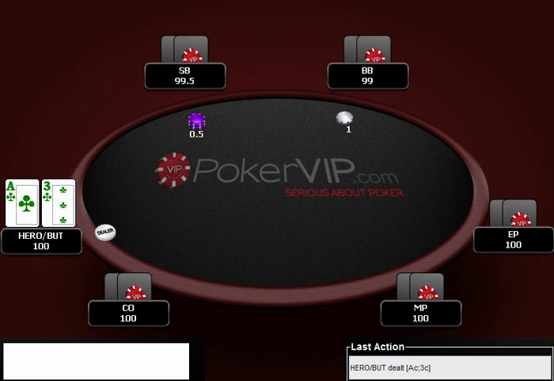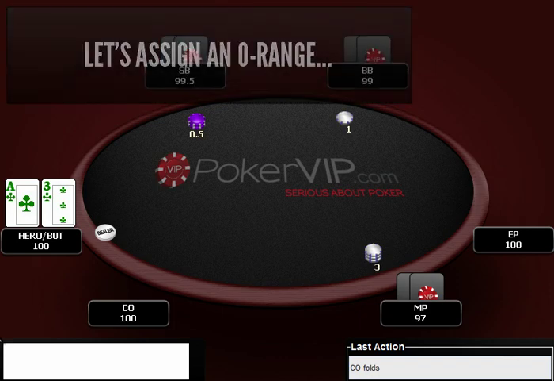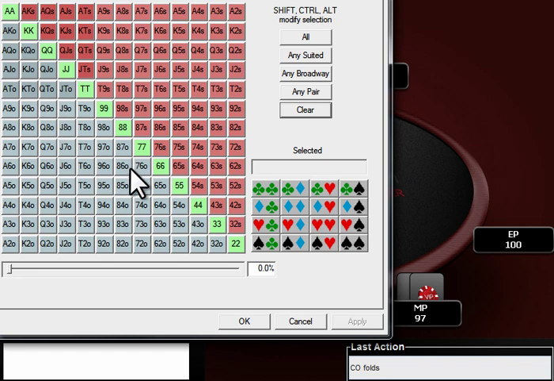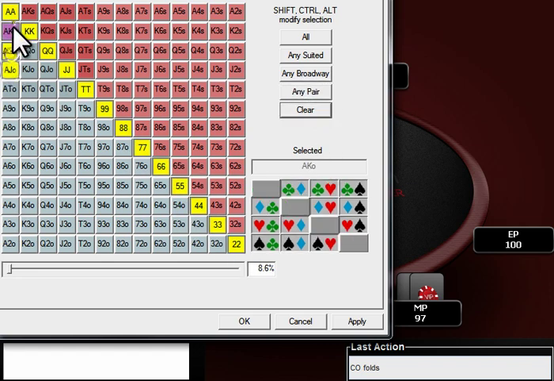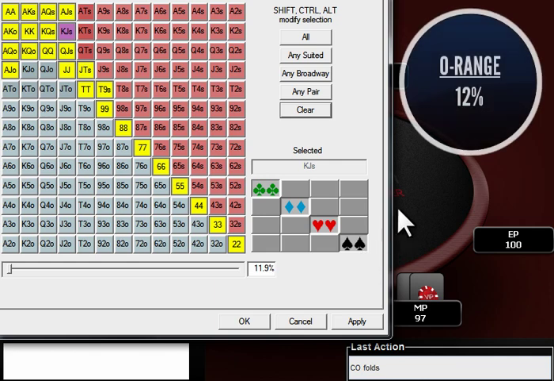So let's take a situation like this where middle position opens. At this point we have to assign an O range, so what hands we think he would raise right this moment. To graphically help with that, let's pull out Poker Stove and assign him a range of any pair, Ace Jack plus, King Queen, and maybe a couple topside suited connectors. So a middle position range of 12%. 12% of hands is his O range, aka what hands he has right this moment.